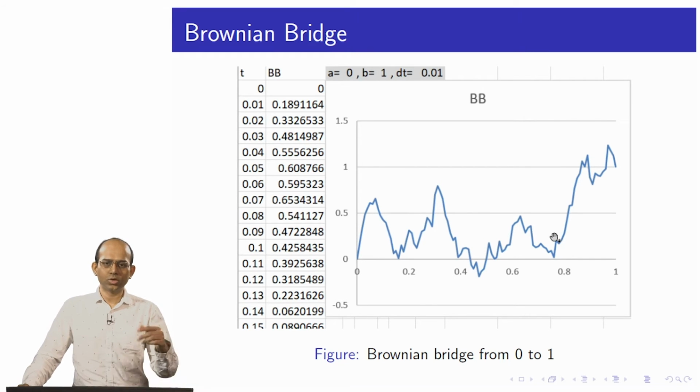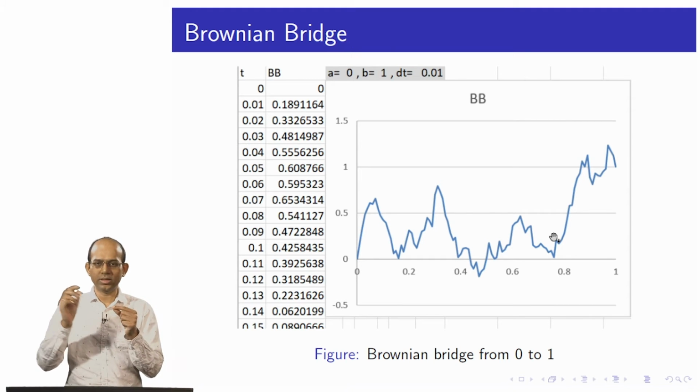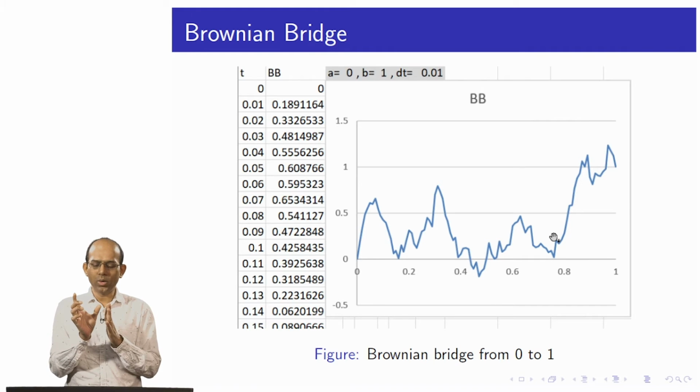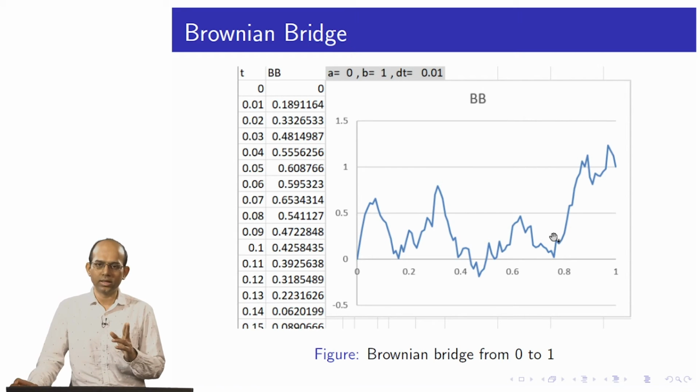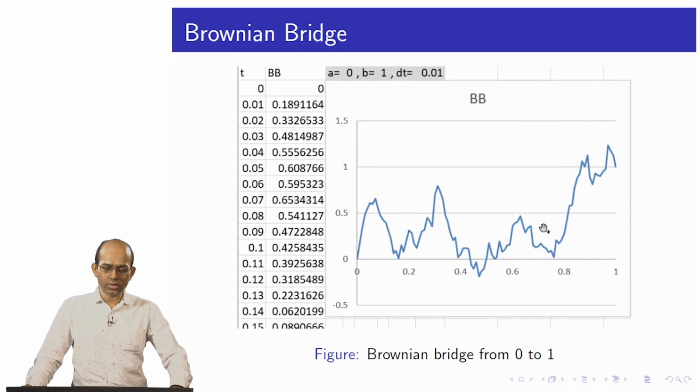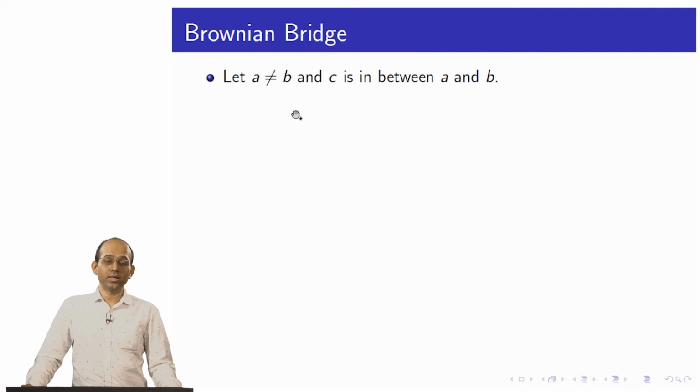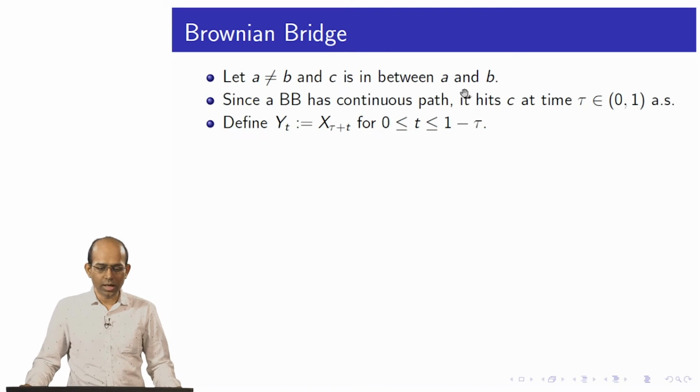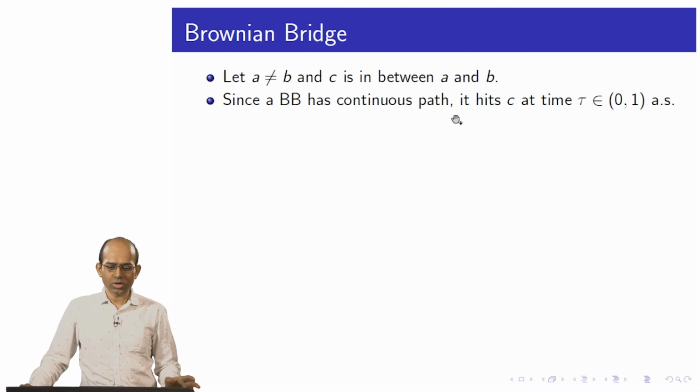So, let us go back to our question: from point C to B, at time tau, what is the appropriate time change so that the new process, under the new scaling, also becomes a Brownian bridge? That was the question. So, assume that A is not equal to B and C is in between A and B. Since the Brownian bridge has continuous paths, it hits C at some point tau. So, the hitting time tau is of course between 0 and 1, and almost surely it would hit here.